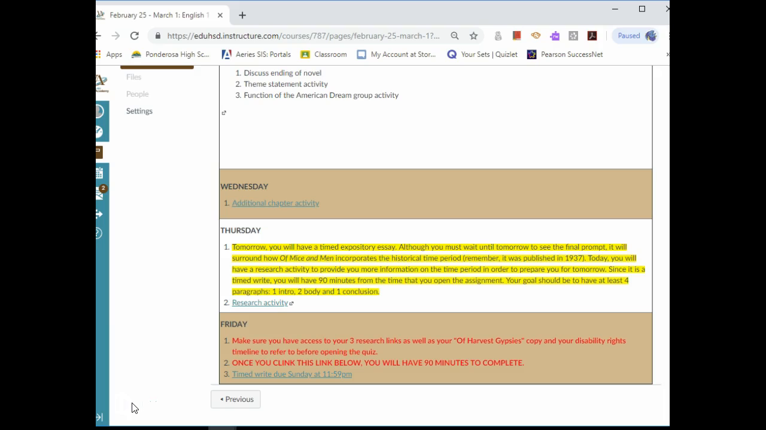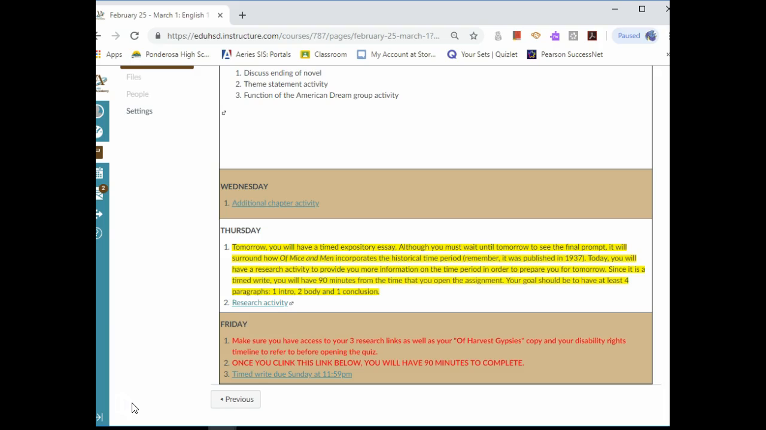Okay. So, that's tomorrow. Although you must wait until tomorrow to see the final prompt, it will surround how Of Mice and Men incorporates the historical time period. Okay? So basically, it's going to ask you to write about and explain how Of Mice and Men utilizes the historical time period. Is it accurately portraying the context, or is it not accurate?